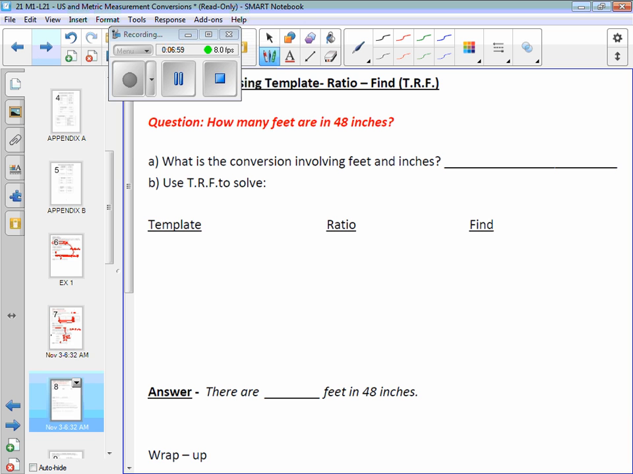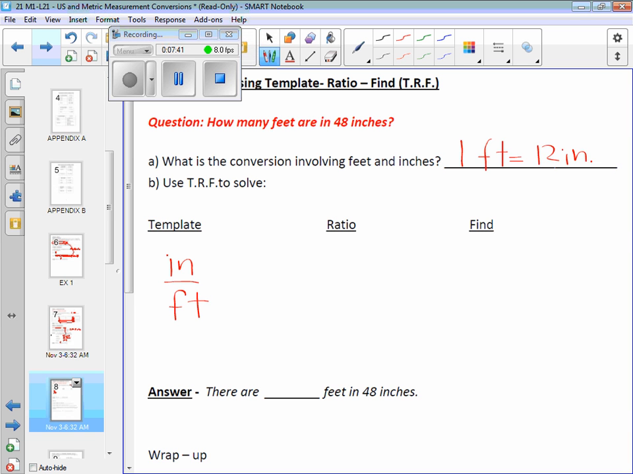Finally, TRF. Same thing, the conversion does not change. 1 foot is 12 inches. What's the template? You could also do feet over inches as long as you put the ratios top to bottom in correctly. Got to put them in correctly.